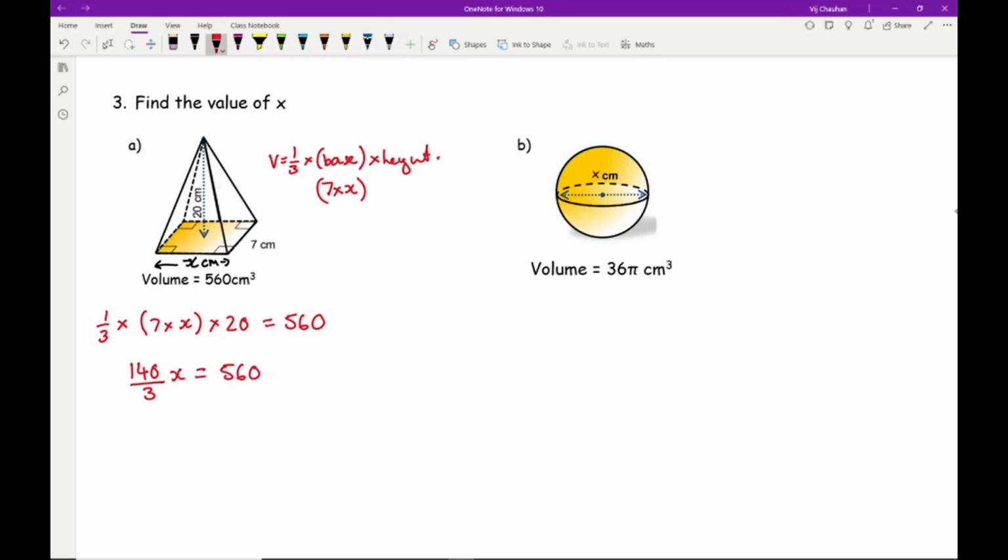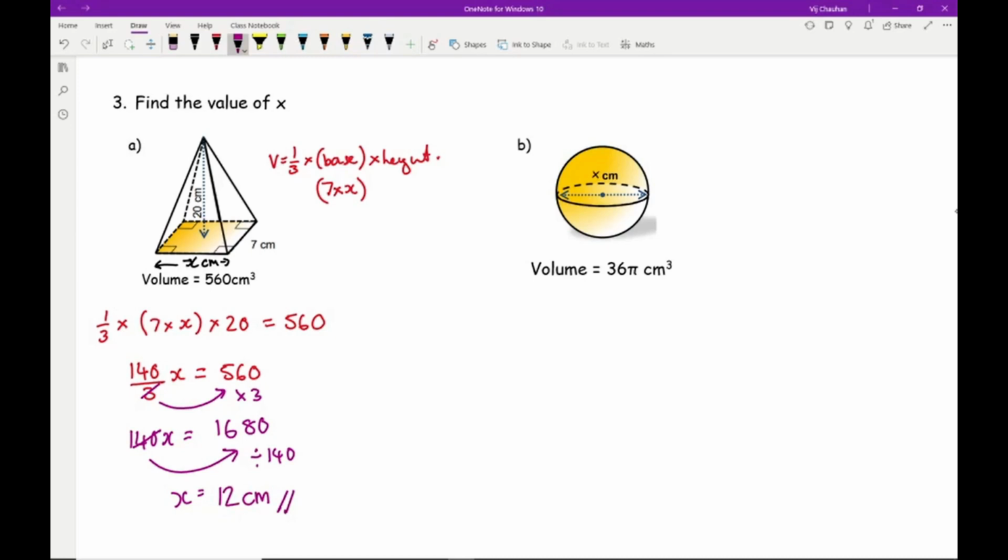So now what I need to do is solve this. I'm going to solve it for x. The first thing I'm going to do is take the 3 over to the other side. So here I'm going to times 560 by 3. So here I've got 560 times 3, and again we're going to use my calculator for this. I've got 140x equals 1680, and then I'm going to divide by 140, so x equals 1680 divided by 140, which gives me an answer of 12, and there is my final answer.